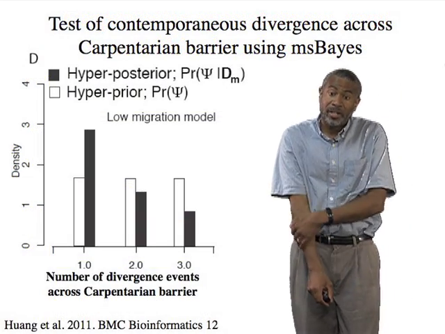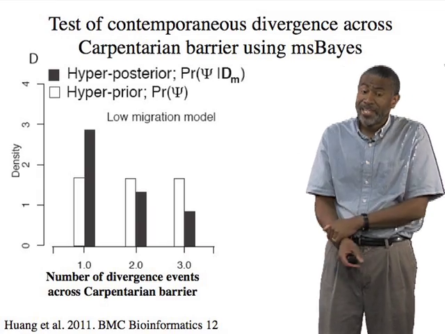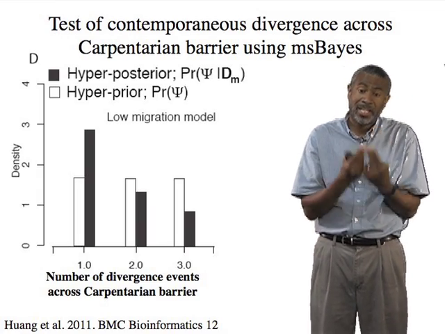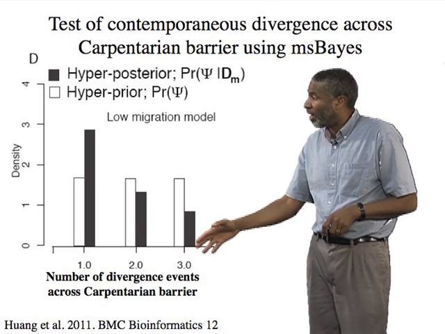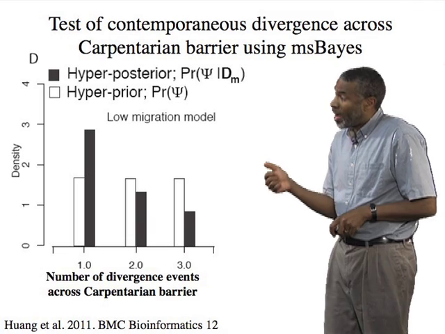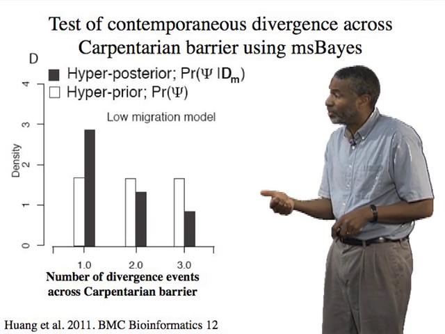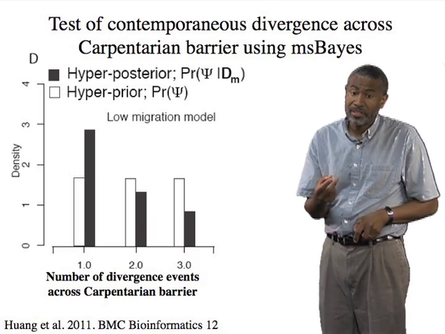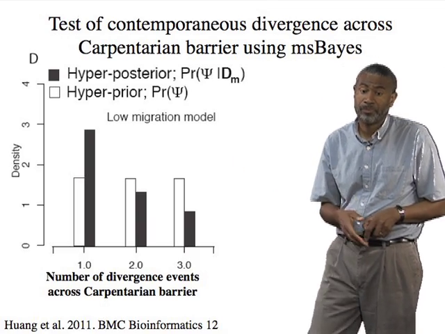What you can see here is an analysis done by my colleague Mike Hickerson, where we've tested three hypotheses against each other. Those hypotheses are illustrated on the bottom of the diagram, and they are the hypothesis that there was a single divergence event, that's one, you see on the left. There are two divergence events, or that there were three separate divergence events for these three groups.